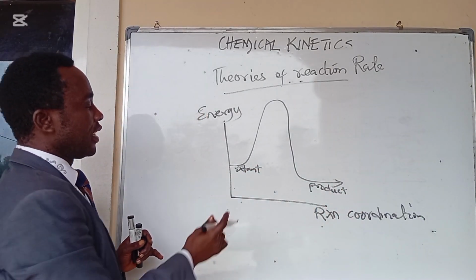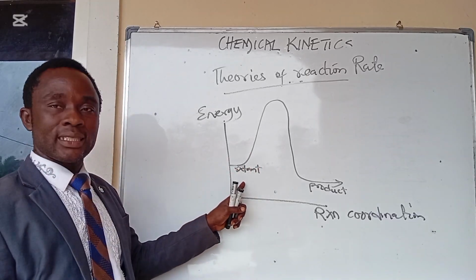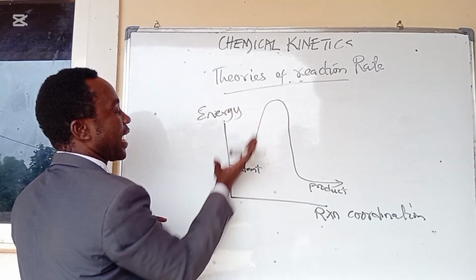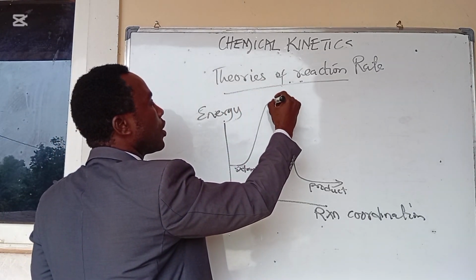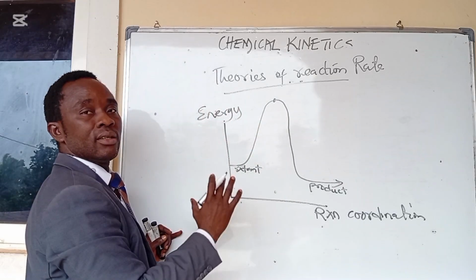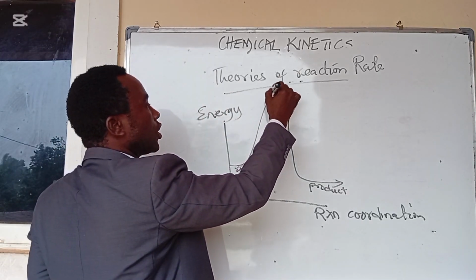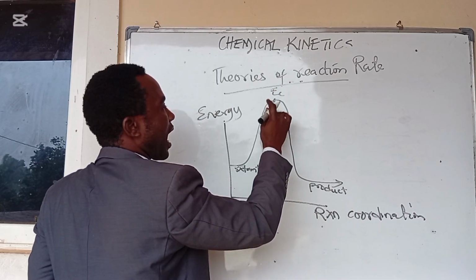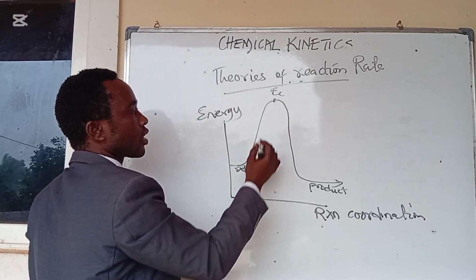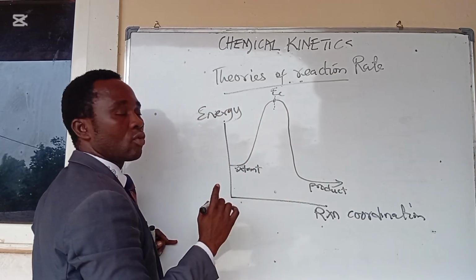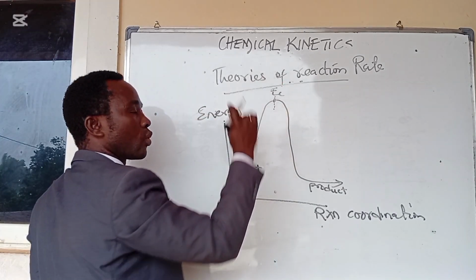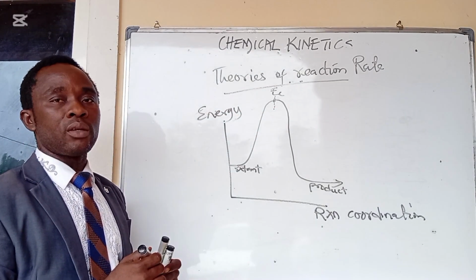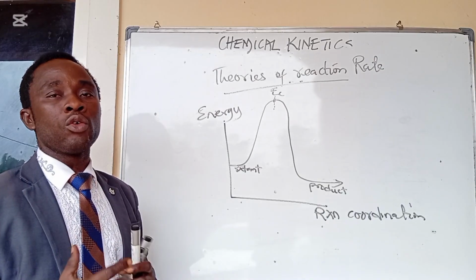Okay? Now, these reactants, before they react, they will collide. As they are colliding, they are attaining energy. Their energy is increasing. A time will come, they will get to the highest energy state, which we call the activated complex. Now this activated complex is a transient state. Once the energy is reached, then the bond of the reactant will now be broken, so that the reactant will go into product.